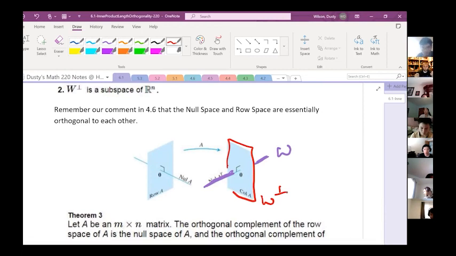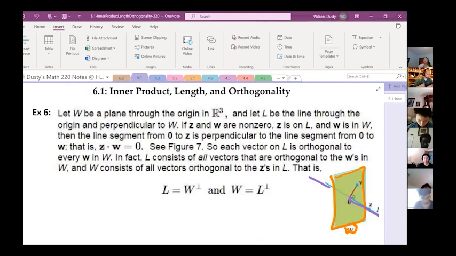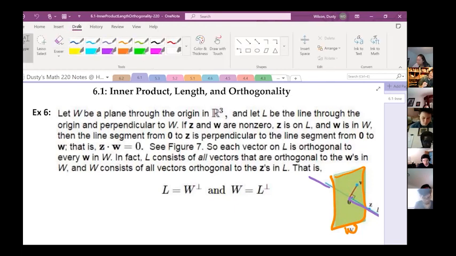We'll talk more about this later. But again, it's going to be helpful as we work towards this orthonormal basis, which is our middle step towards getting us to that general least squares method. I'd like to start with this example 6 to help you have a visual for what's going on with these perpendicular subspaces. So we're going to let W be a plane through the origin in R3. So here's that W plane. And let L be the line through the origin and perpendicular to W. So please note that they're perpendicular to each other.